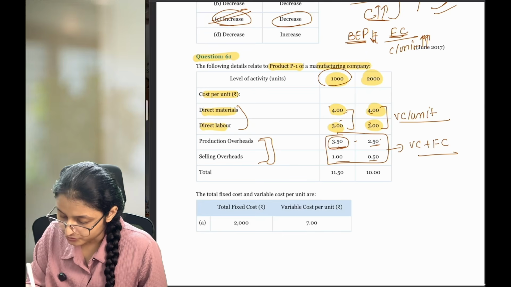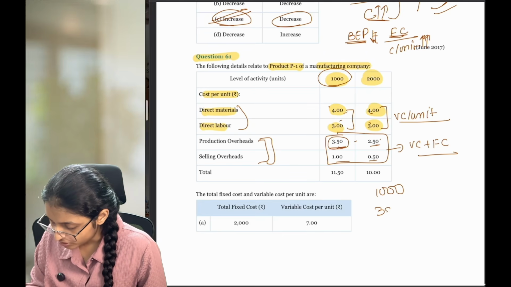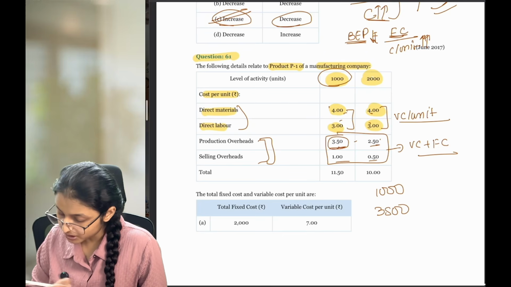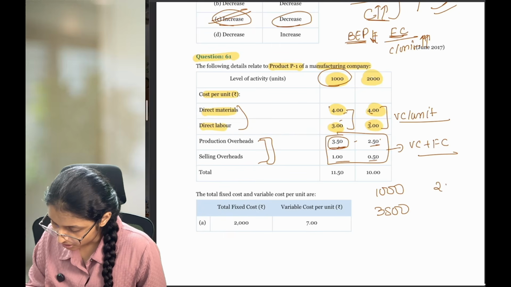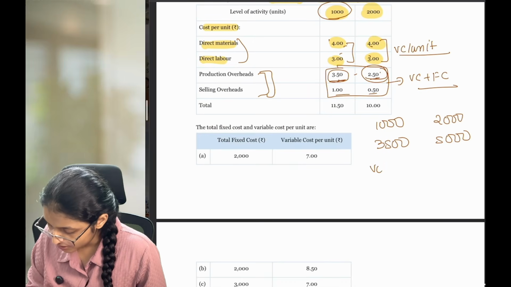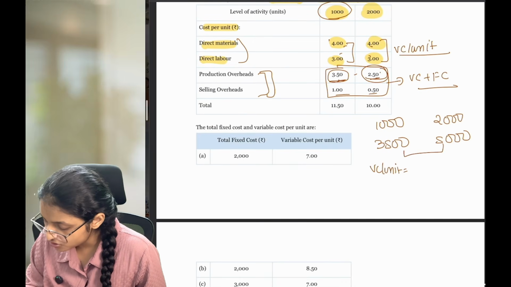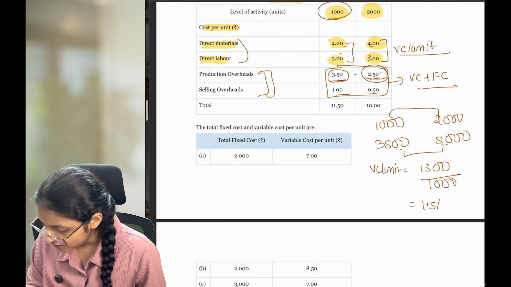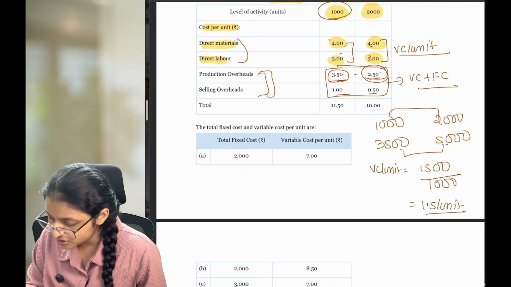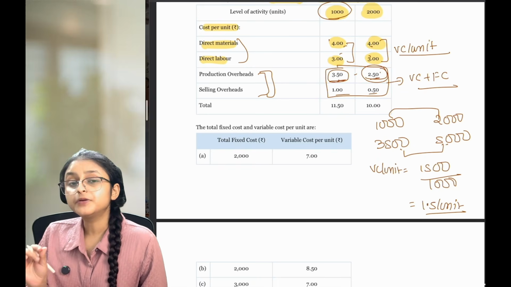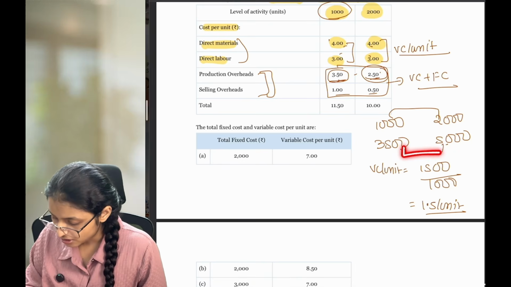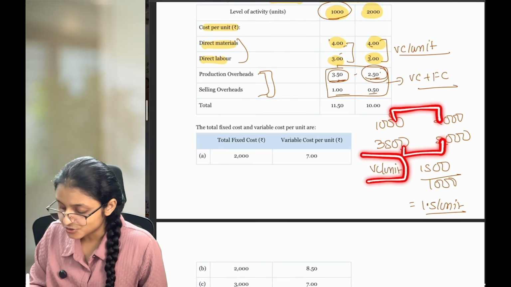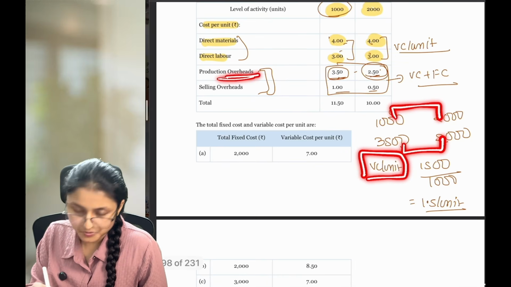So 3.5 on a per unit basis for 1000 units. That means in total we have 3500 rupees as the cost for production overhead, and 2000 units multiplied by 2.5 will give you 5000 rupees. So to calculate your variable cost per unit, you can take the change in cost, which is 5000 minus 3500, which is 1500, upon the change in units, which is 1000. So 1.5 per unit is your variable cost, because whatever change happens in the cost is going to happen due to your variable cost only. So change in cost upon change in units will tell you the variable cost on a per unit basis in this production overhead.